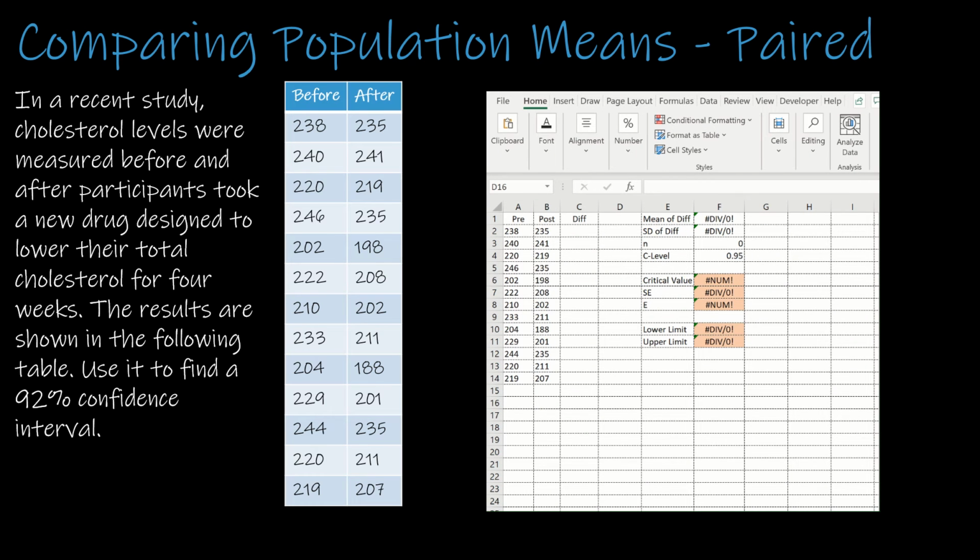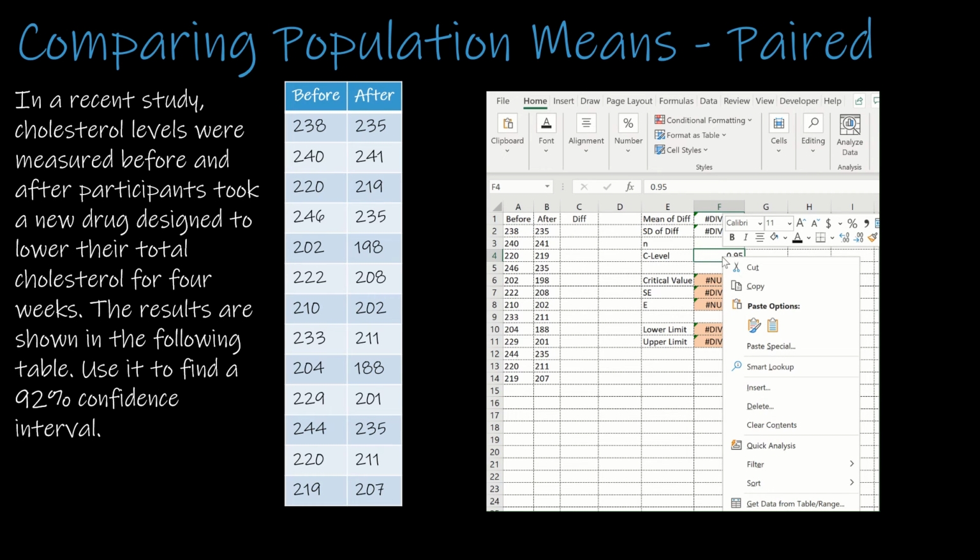Here's one last question for you to look at on your own. Again, it's just a difference question. So it's a, whoops, I forgot to change the titles, a before and an after. And we're looking for participants that are taking a new drug designed to lower their cholesterol for 4 weeks. So again, we're going to find a 92% confidence interval.